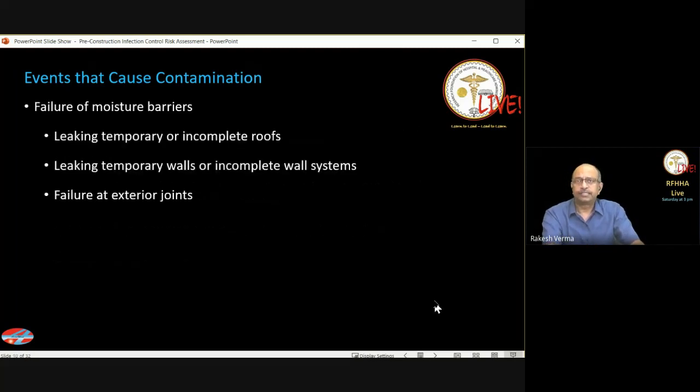The next is failure of moisture barriers. Now, this can happen as a temporary event where you have the roofs being repaired and therefore there will be seepage or leakage. It may also affect your walls, and when this happens, it will be the cause for moisture coming into the patient care areas, resulting in fungus growth and many other issues in the patient care areas. So therefore, this is a part.